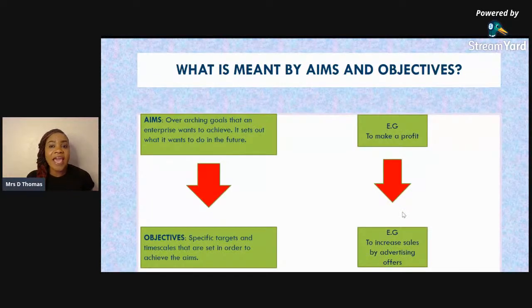What is meant by aims and objectives? So the aim is the house. Yeah? So the house is the aim. So it's the main goal that the enterprise wants to achieve. It sets out what the business wants to do in the future. So it's a future goal.